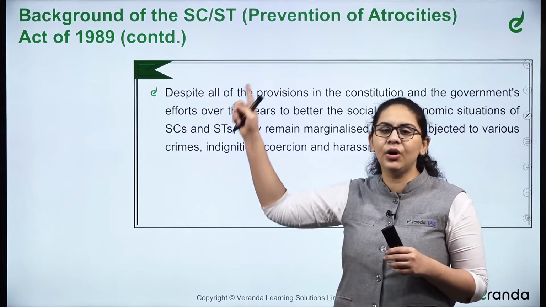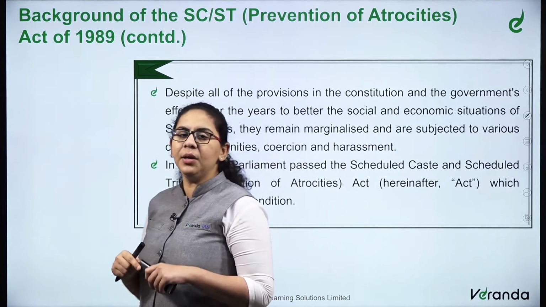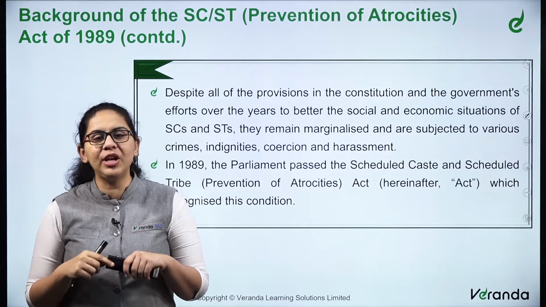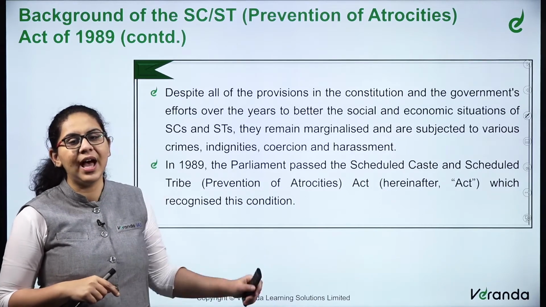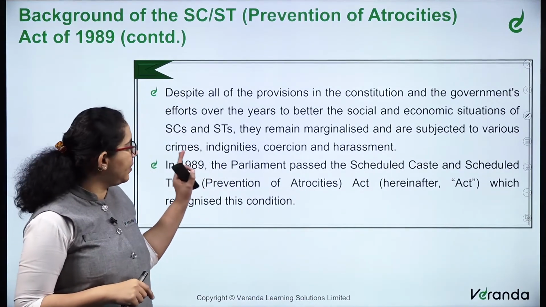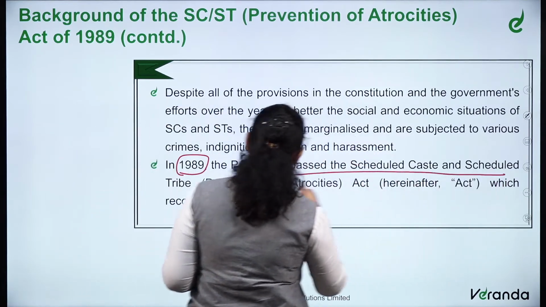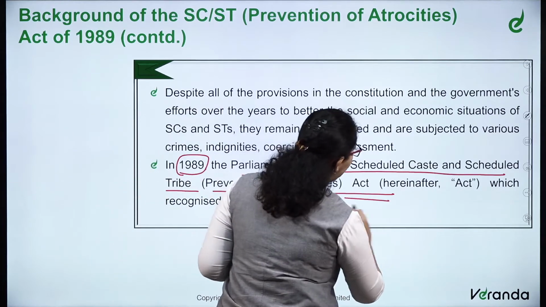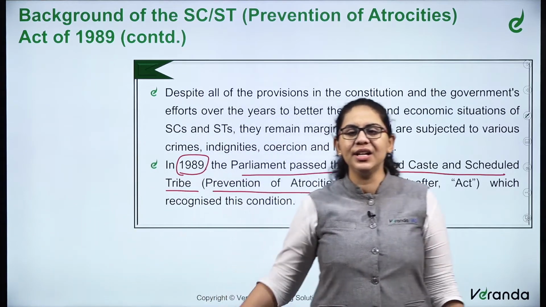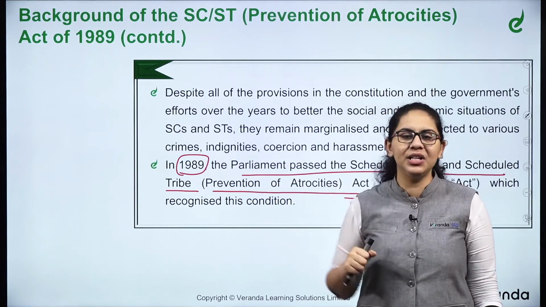Here lay the need for some law, some act. In 1989, the Parliament passed the Scheduled Caste and Scheduled Tribe Prevention of Atrocities Act, hereinafter the Act, which recognized this condition. So basically, in 1989 the Parliament finally passed the Scheduled Caste and Scheduled Tribe Prevention of Atrocities Act. Now it became law. It recognized the condition that yes, still there is a lot to be achieved. Still there is discrimination going on.